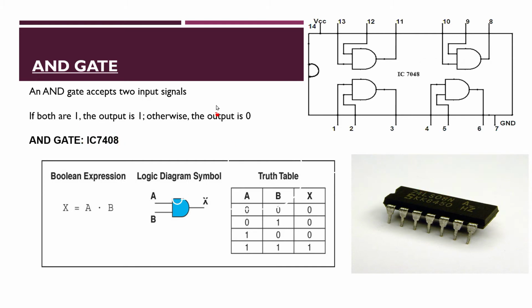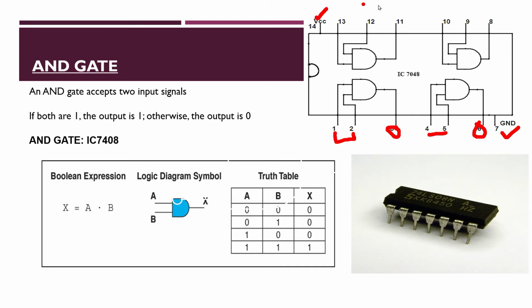And this is the pin configuration diagram of the AND gate, where 1 and 2 are the inputs and 3 is going to be the output. 4 and 5 are the inputs and 6 is going to be the output. And the 7th pin is for every gate. The 7th pin is ground and the 14th pin is VCC.